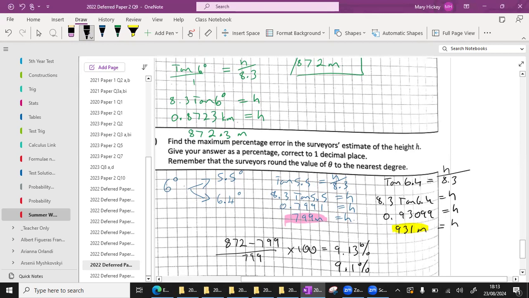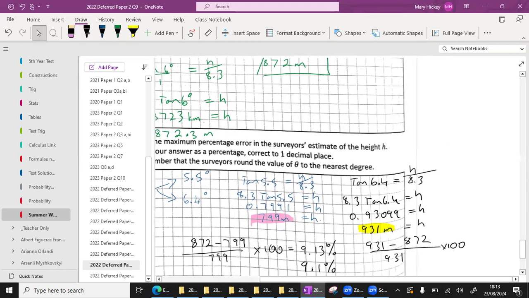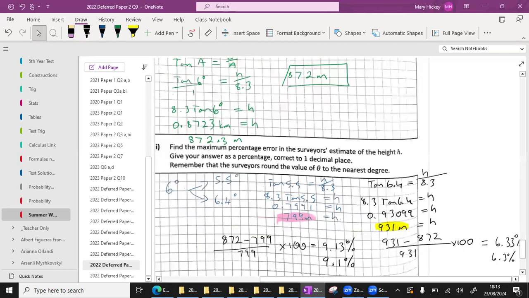Now we'll do the same on the other side. So 931 minus 872 all over 931. And again, we'll multiply by 100 because we want to get it as a percentage. So we're looking for the difference between the value and the rounded answer that we had from earlier, and changing it to a percentage by multiplying by 100. That is 6.33%, or 6.3 really.